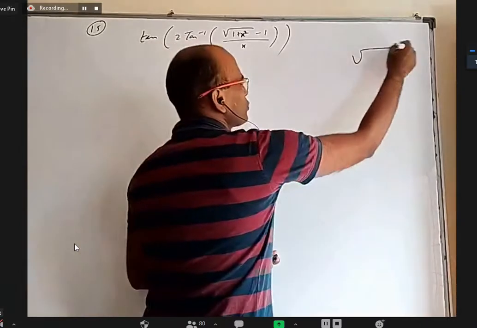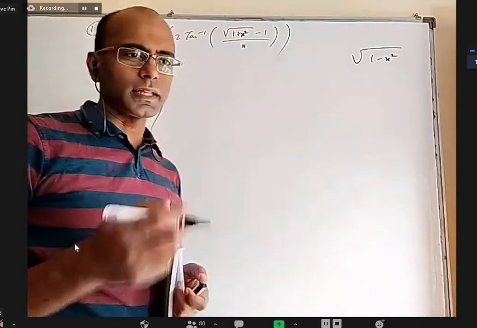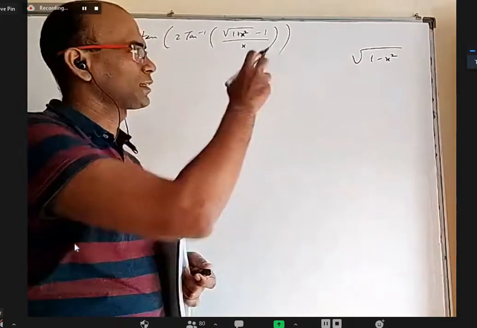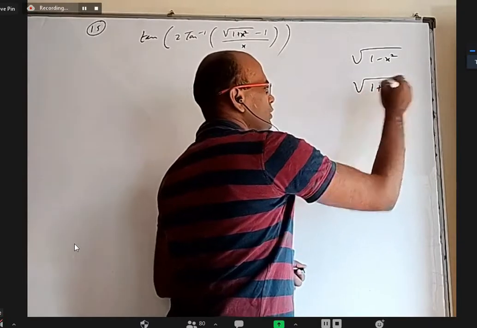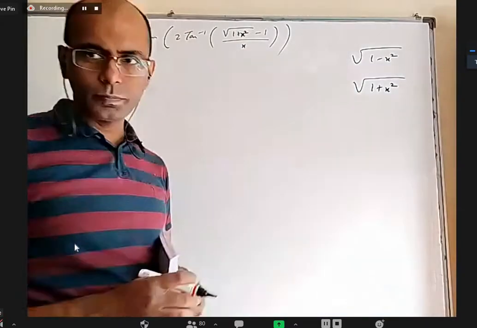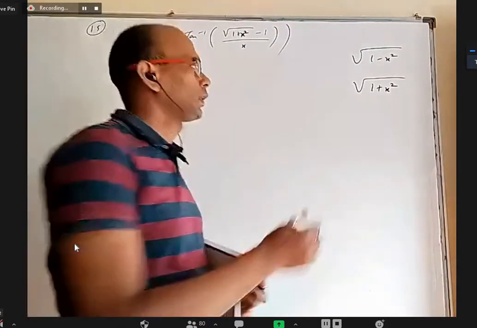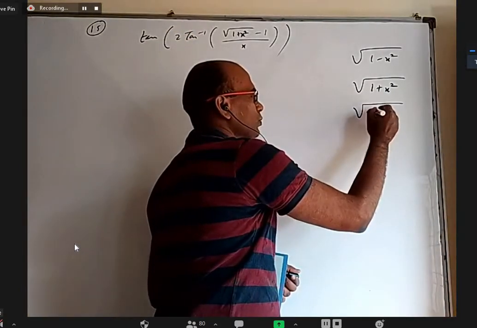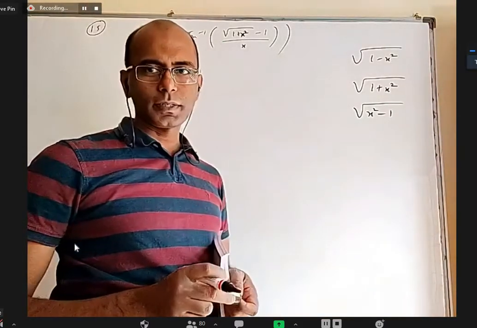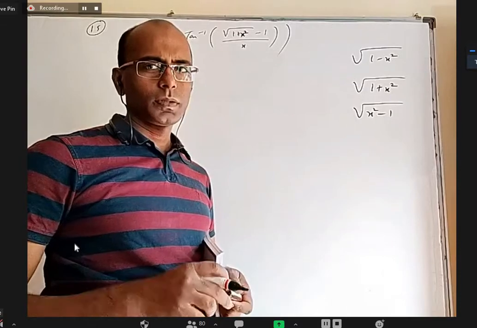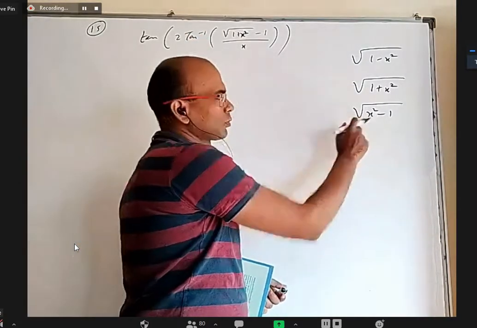Generally, whenever root 1 minus x square is there, we prefer to take x as sine theta or cos theta so that we can simplify that. Whenever root 1 plus x square is there, better to take x as tan theta or cot theta. And if you have root x square minus 1, better take x as secant or cosecant.